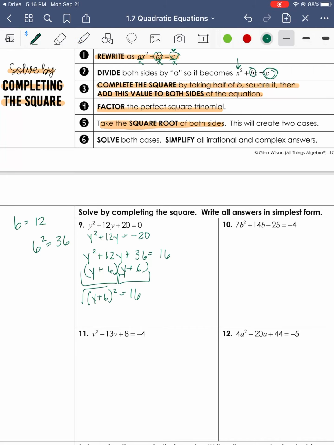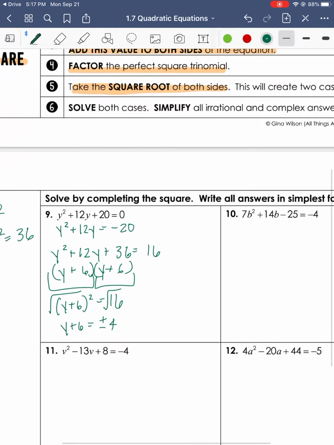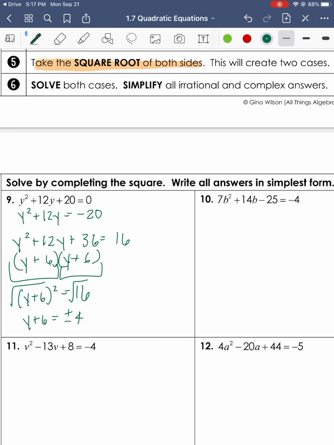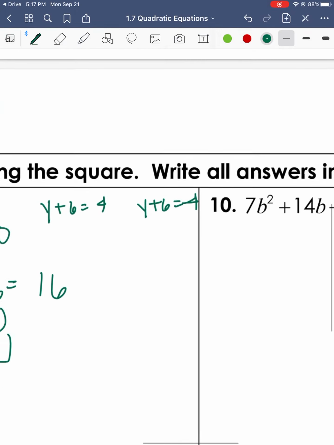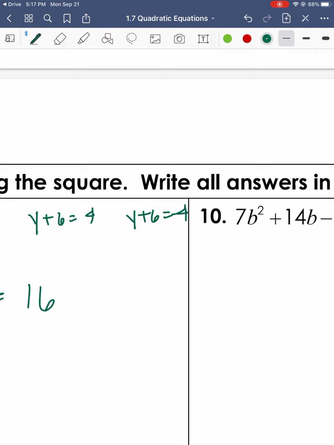So then it's asking us, step number 5 here, to take the square root of both sides. We take the square root of this and the square root of this, and we get y plus 6 is equal to plus or minus 4. This will create two cases because we have a plus or minus 4 on the right side. Now we're going to solve for each of the cases. So y plus 6 is equal to 4, and y plus 6 is equal to negative 4. I just split this plus and minus up into two cases here. Then we'll solve for each of them.